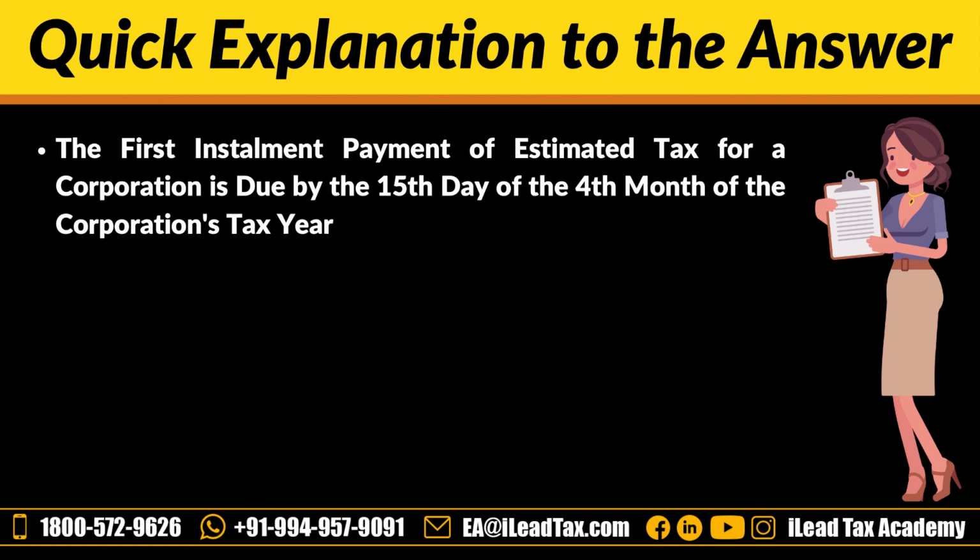A corporation that is required to make estimated tax payments must make the first installment payment of the estimated tax by the 15th day of the 4th month of the corporation's tax year. This is the initial payment made towards the estimated tax liability for the current tax year. Subsequent estimated tax payments are typically due on the 15th day of the 6th, 9th and 12th months of the corporation's tax year. Let's go to the next question.